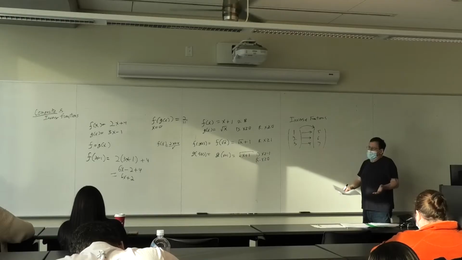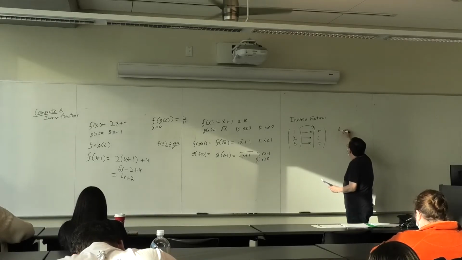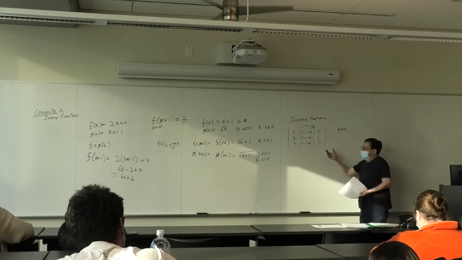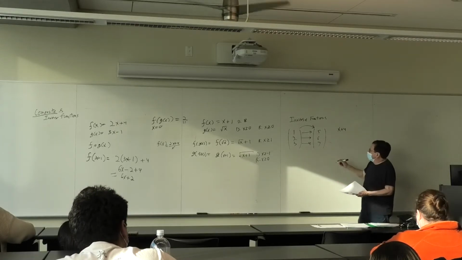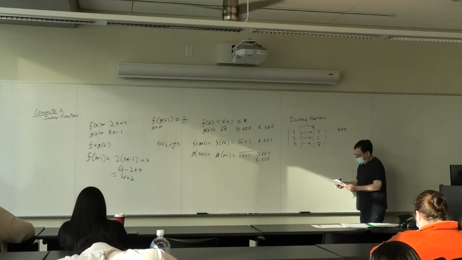There might be an algebraic way of showing that. Like I could say x plus 4. Right? That would tell you how to get there. But there might not be. There might be like -8. That's a perfectly good function.